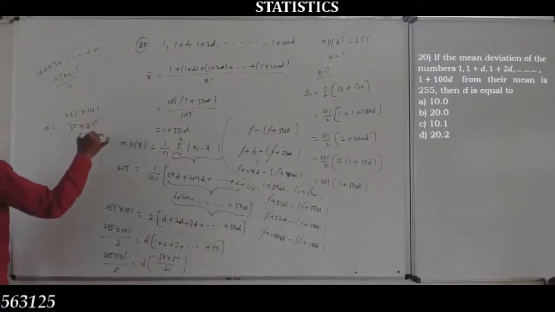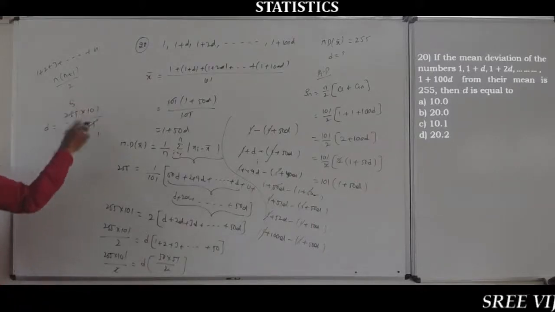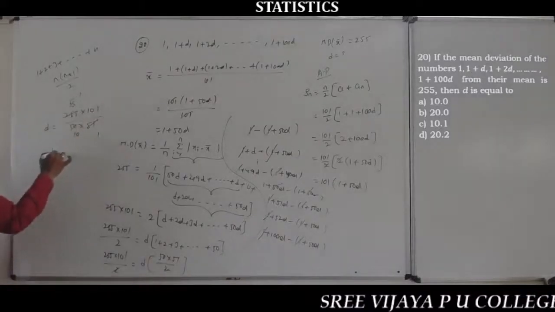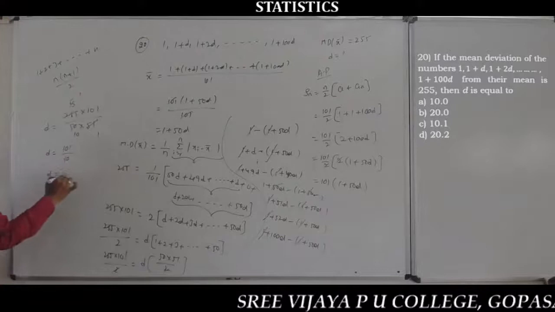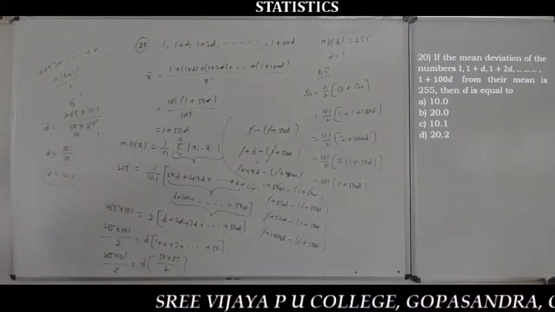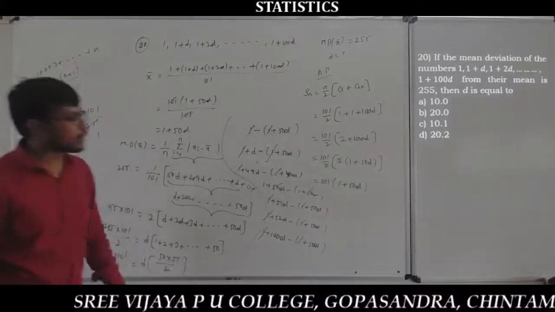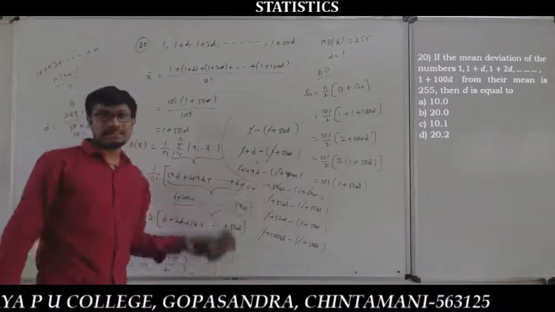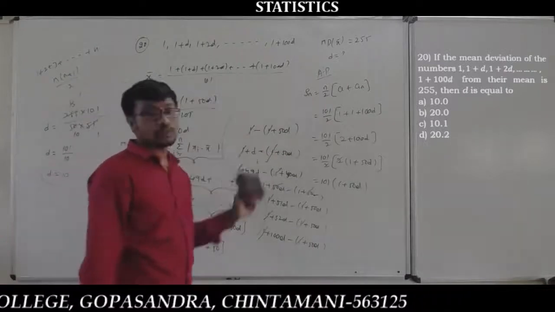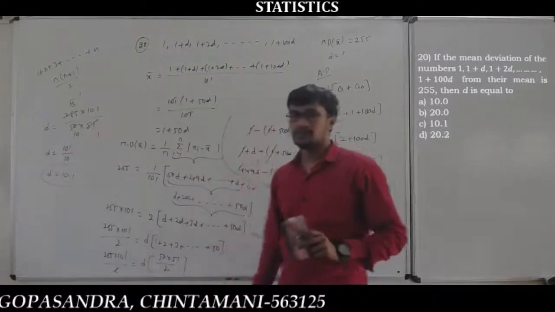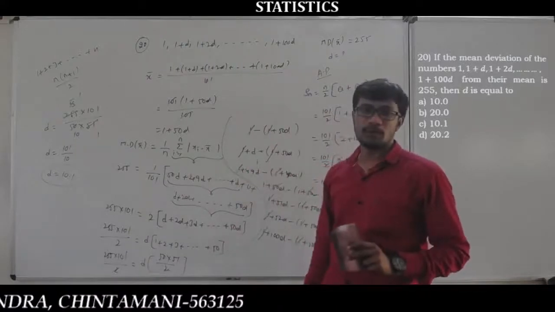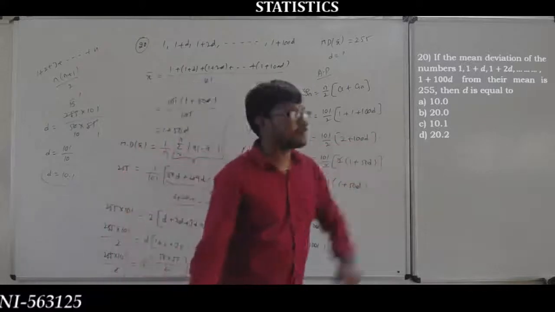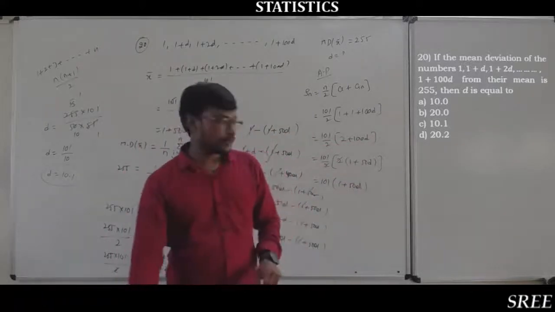So just cancel. 5 fifties... 5 ones are 5, 5 fives are 25, 5 tens are 50, and we get 101 by 10. 101 by 10 is 10.1. So it is 10.1, option C. So got it? There is no need to worry about the length in CET, but how you solve is what should be the main important thing. So this is how you can solve the problem. For this one the option is C, 10.1. Okay? Next one.